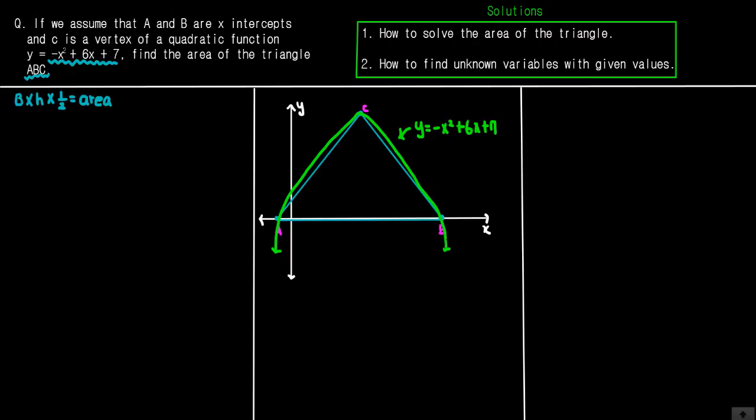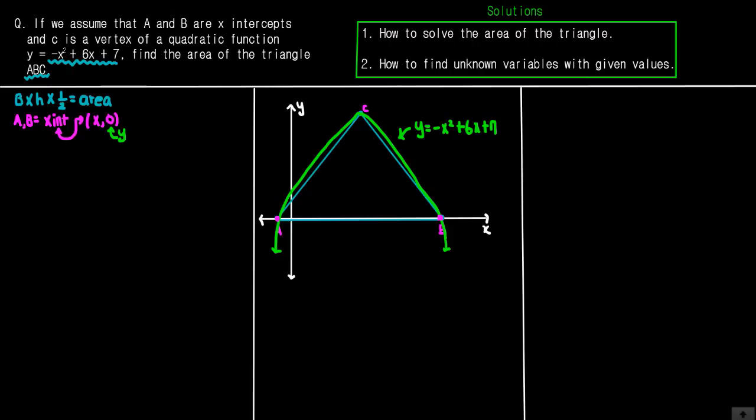But at first, let's think about the points A and B. The points A and B are going to be the x-intercepts. Let's think about the definition of the x-intercept. If we convert this into a coordinate, it is going to be (x, 0), which means when the x value exists, the y value should be equal to 0. This is what the x-intercept means.